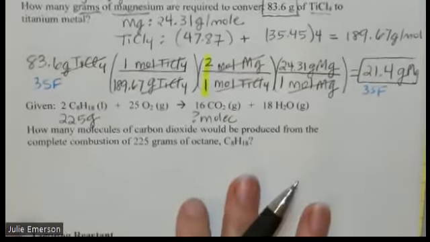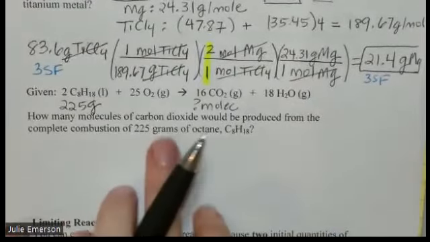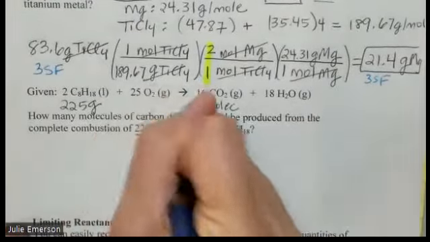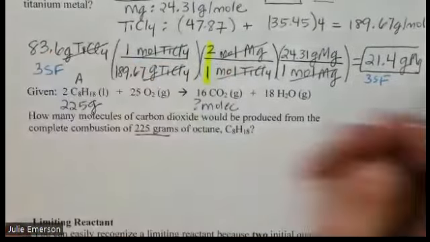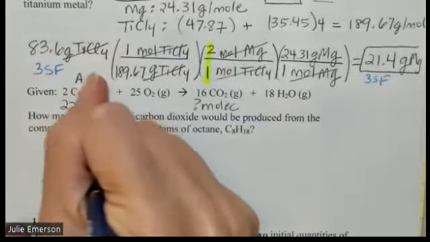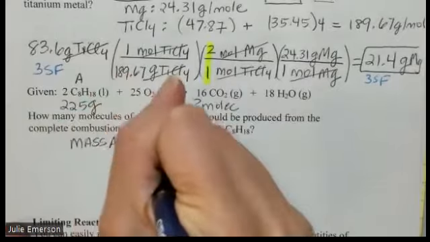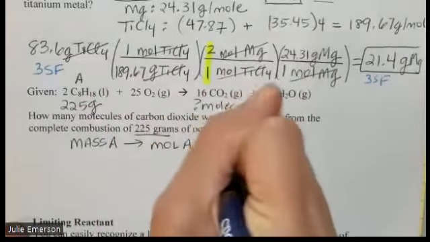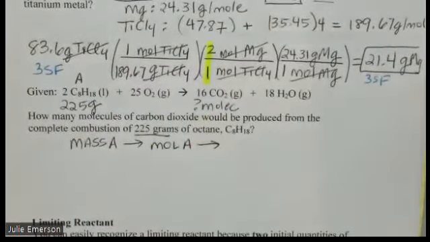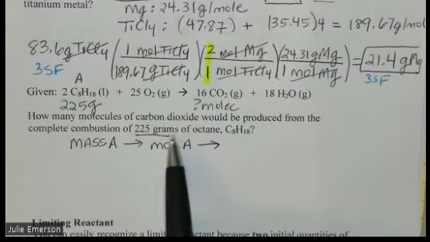So if I think about my flow chart here, I'm starting with a mass of the octane. That's going to be my A. So just like we did in the previous example, we always go to moles first, right? That will never change. So we are going to first take mass of A to moles of A, and that's where we're going to need the molar mass from the periodic table. So again, when you see grams, you think periodic table, right?